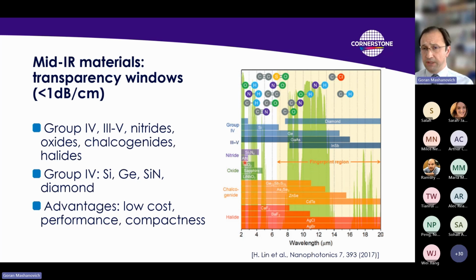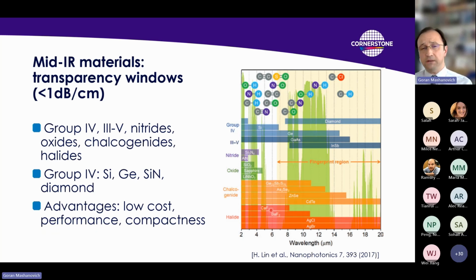We can also use nitrides. We're especially interested in silicon nitride, which actually we consider as a group 4 material. III-Vs also have large transparency ranges, gallium arsenide or indium antimonide. Chalcogenides, I'll mention a couple of them: zinc selenide, cadmium telluride that we use here at Southampton, or halides like calcium fluoride, which we use as windows in the mid-infrared.